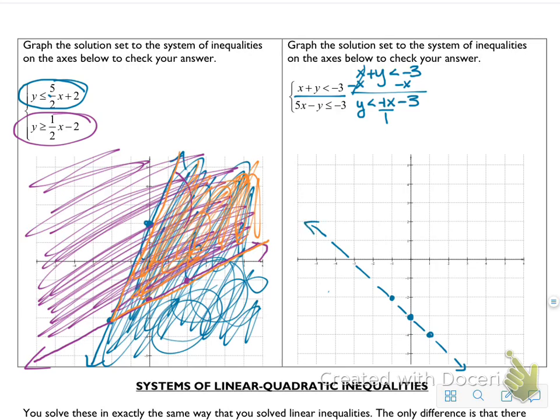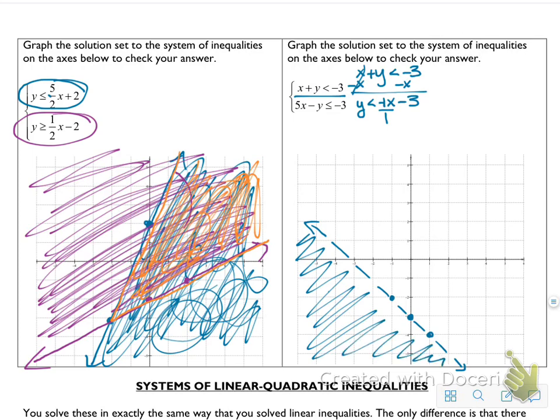Then, is it greater than or less than? Well, this one is less than, so we are shading down. Now we do the other one. So we have 5x minus y is less than or equal to negative 3.